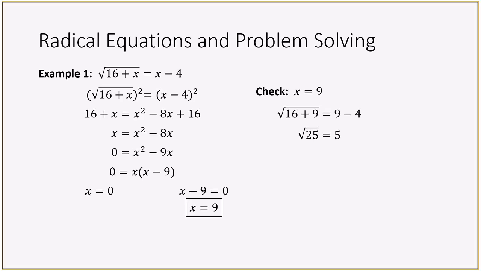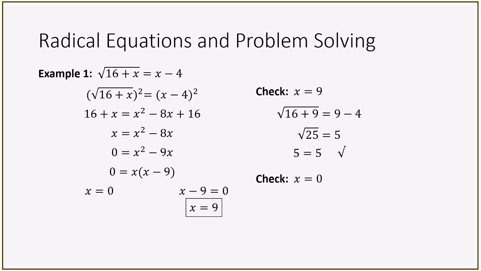Right side becomes 5. Left side becomes square root of 25, 16 plus 9. I square root the 25. I'll get 5 is equal to 5. Great, my answer worked. I can go ahead and box my x is equal to 9. I kind of jumped the gun, but I can go ahead and box that. That solution will work. Now I have to check my other solution.